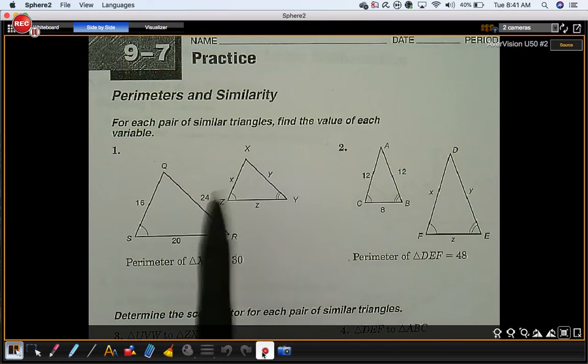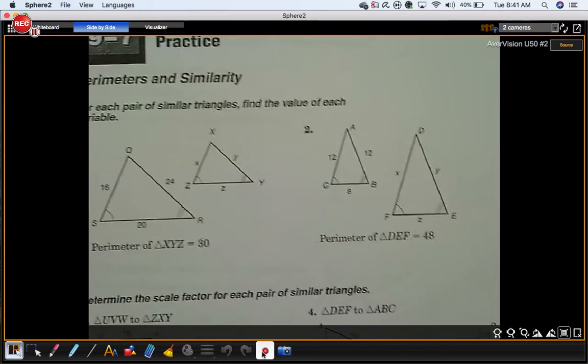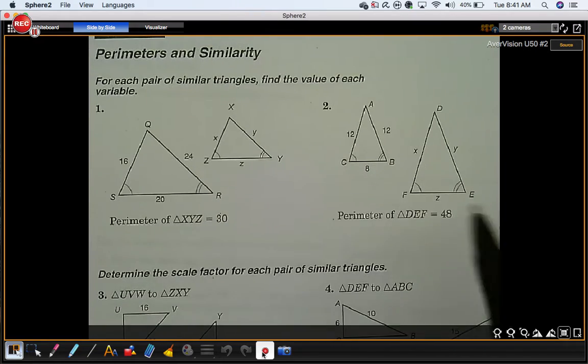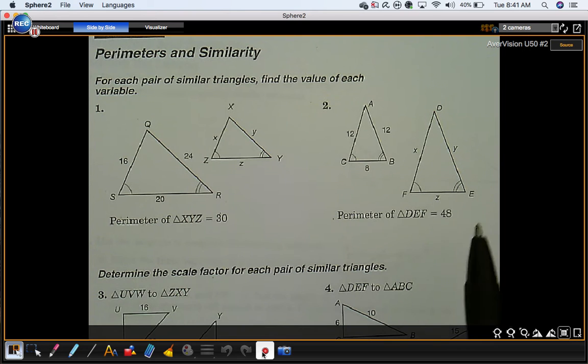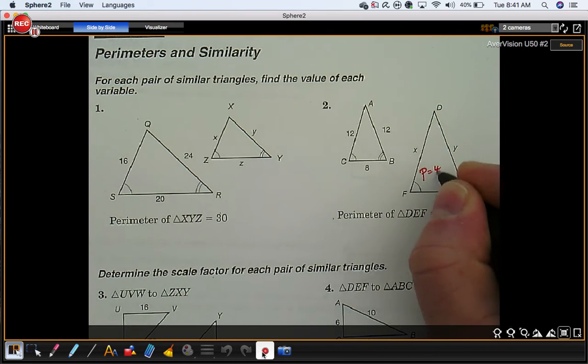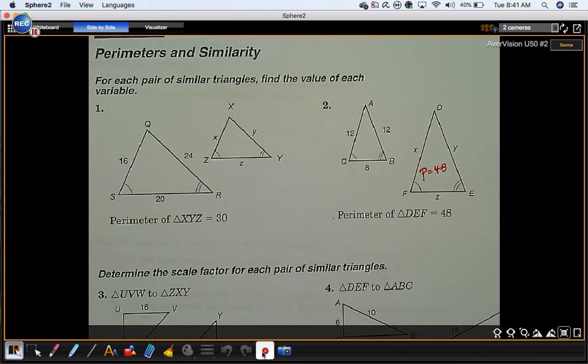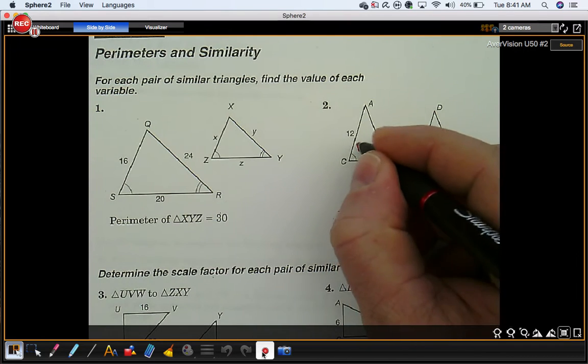How about we do this problem? We just did one where the perimeter was 30. Not that it makes a huge difference, but these two triangles are similar by angle as well. Now, they tell you that the perimeter of this triangle is 48. And this sure looks like the bigger triangle. What's the perimeter of this one?